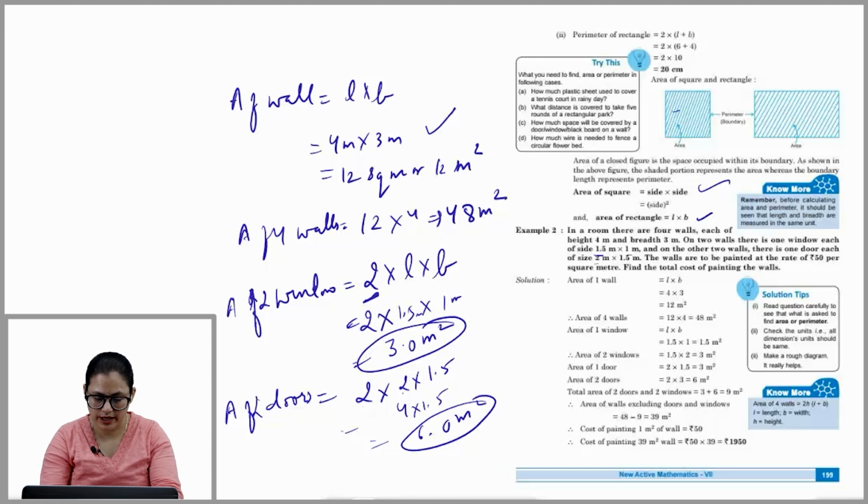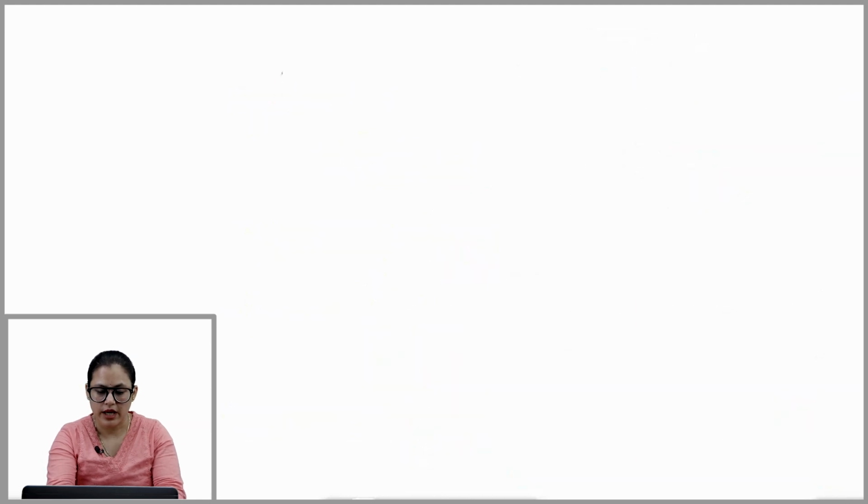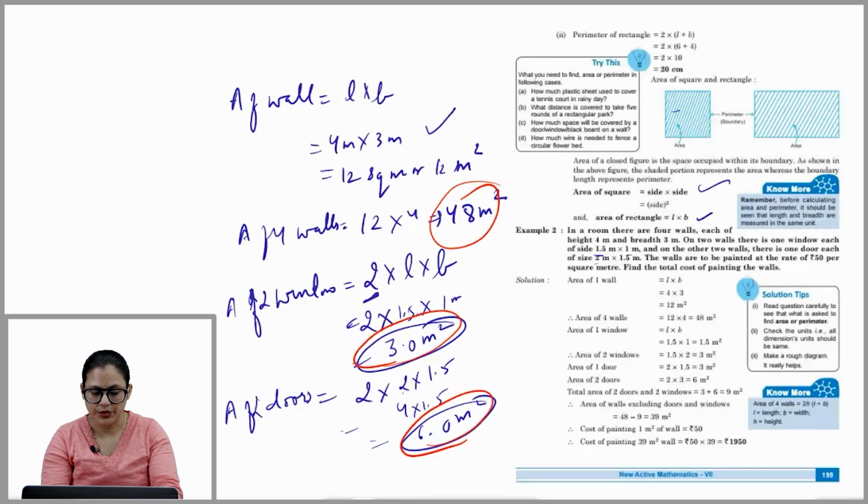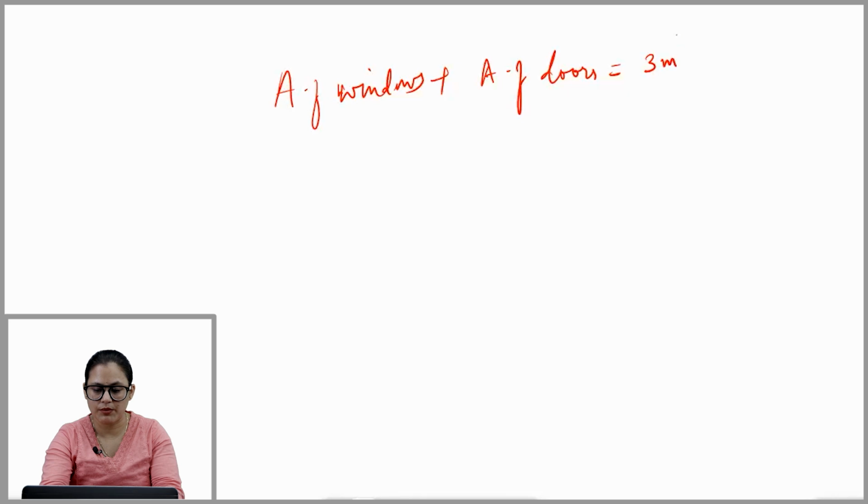Okay, now what will we do? We have found out that, see, area of 4 walls is 48 meter square, area of windows is this, and area of doors is this. Okay, so area of windows plus area of doors is what? See, have a look. 3 plus 6 is what? 3 meter square plus 6 meter square is equals to 9 meter square.